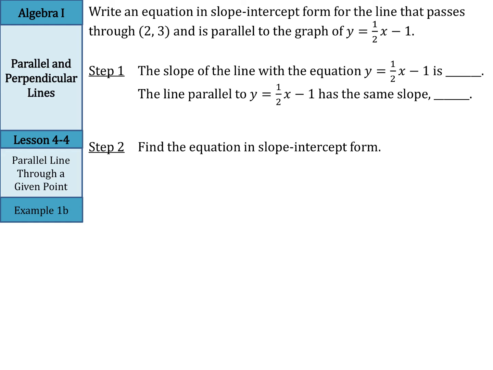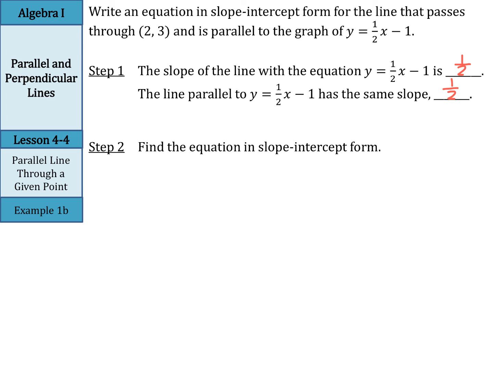Example 1b is very similar. Write an equation in slope-intercept form for the line that passes through (2, 3) and is parallel to the graph of y equals 1/2 x minus 1. So the slope of the line with the equation y equals 1/2 x minus 1, looking for this m term here, is the 1/2. So the line parallel to y equals 1/2 x minus 1 has the same slope, just 1/2.